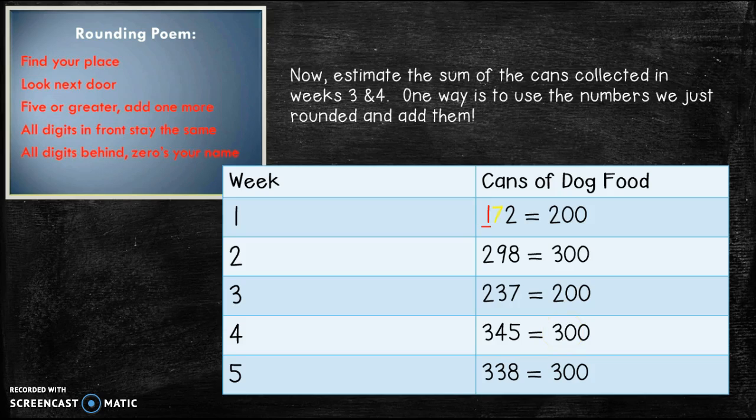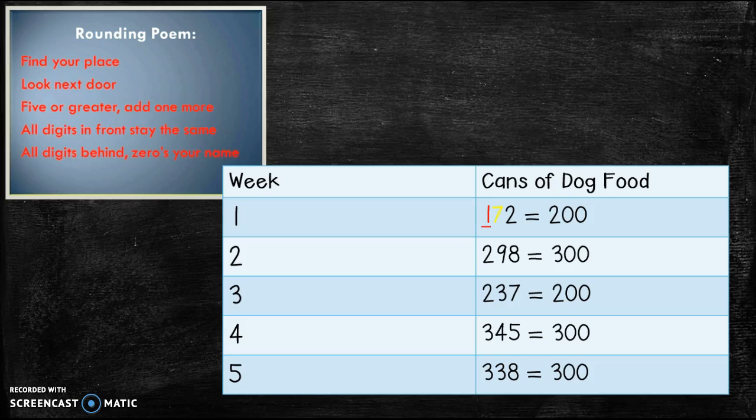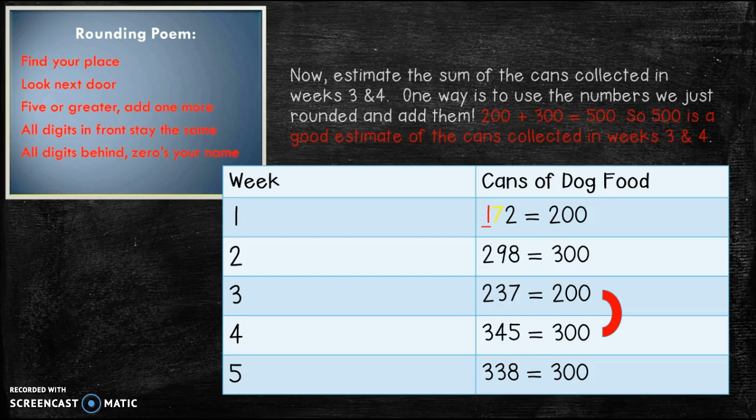One of the ways that we can estimate the sum of something is to use the numbers we rounded and just add them. So we know that 200 plus 300 equals 500. So 500 is a good estimate of the cans collected in weeks 3 and 4.